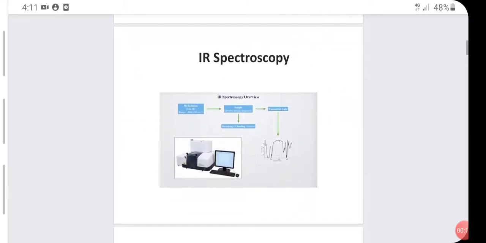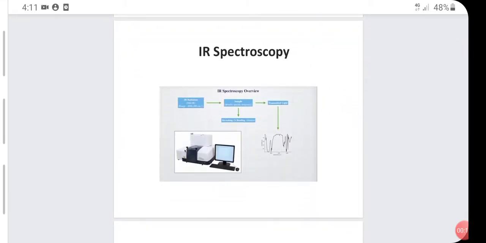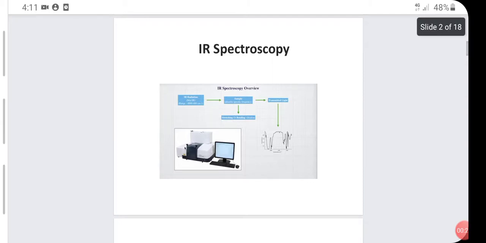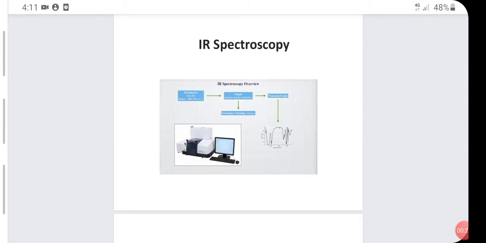Before explaining the interpretation of IR spectrum, I will give you an overview of IR spectroscopy. IR spectroscopy, or vibrational spectroscopy, is the measurement of the interaction of infrared radiation with matter by absorption, emission, or reflection in a molecule or a chemical compound. To identify which functional group is present, we use IR spectroscopy.